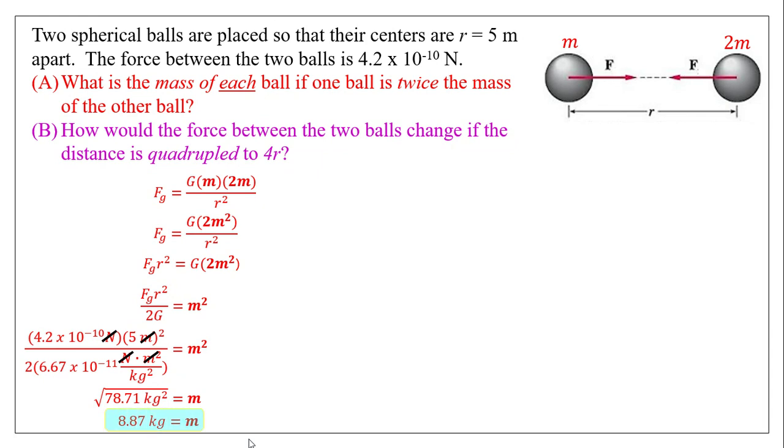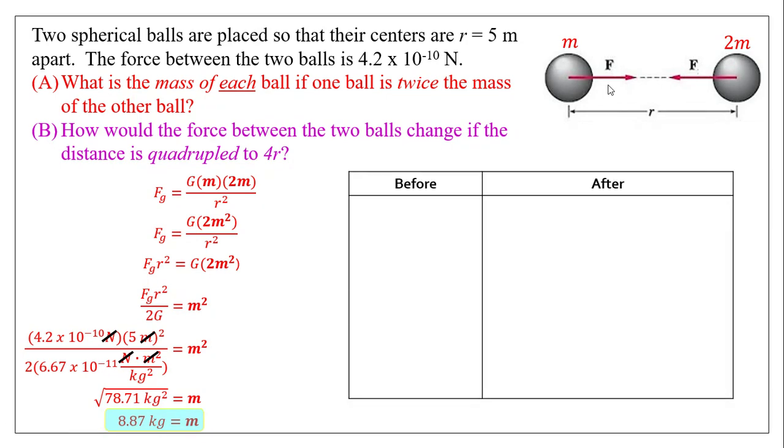Okay. Therefore, I want to point out what you need to interpret is this. Part A says, what is the mass of each ball? Well, I just found the mass of m. So m is equal to 8.87. So therefore, that's the first mass. Well, the mass on the right is 2m. So you would just put in 2 times 8.87 kilograms. So that would be the mass of the second one. Okay. So the mass of the second one is just 2 times 8.87. All right. So those would be your two answers.